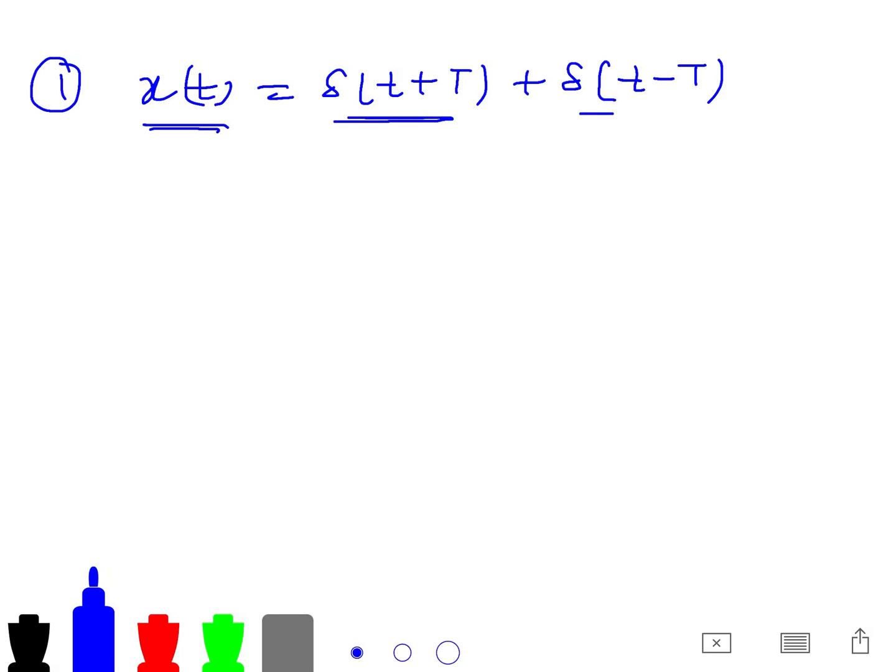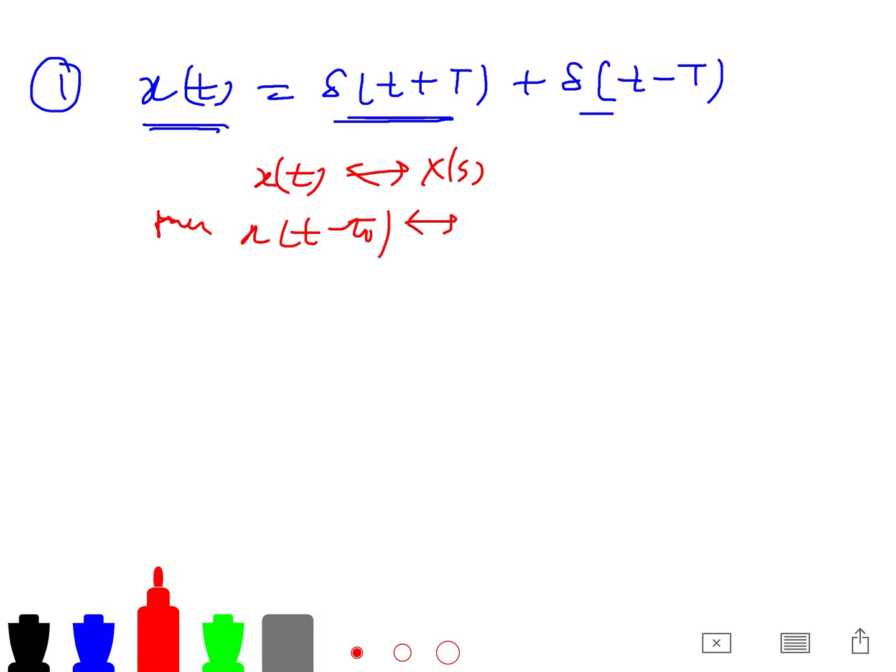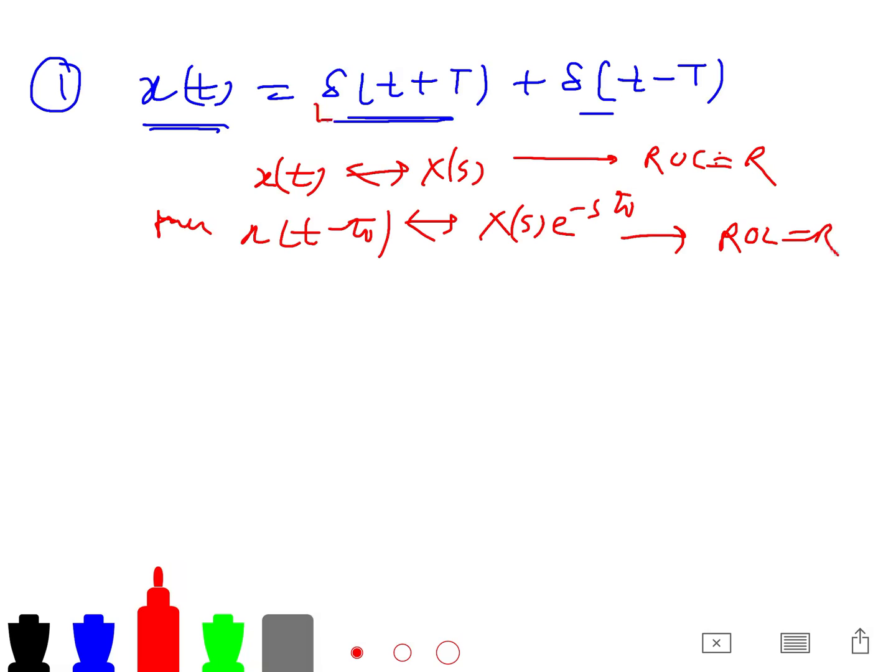As you can see, the function delta(t + T) is shifted by a factor of T. In the second term it is shifted by a factor of minus T. So for this you can apply the time shifting property. According to the time shifting property, if x(t) has the Laplace transform X(s) with ROC R, then x(t - t0) has the Laplace transform X(s) e^(-s t0), and the ROC will remain the same.